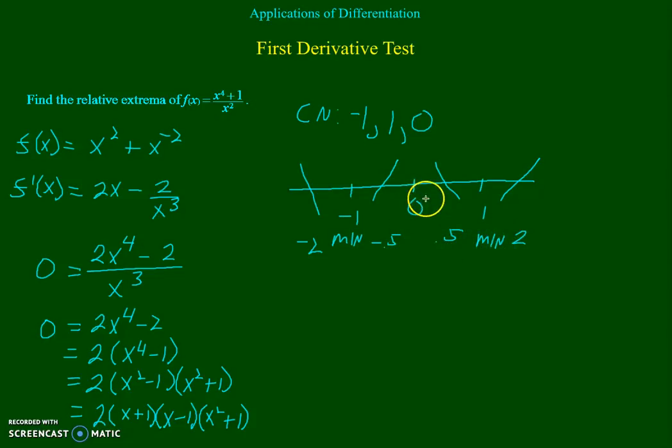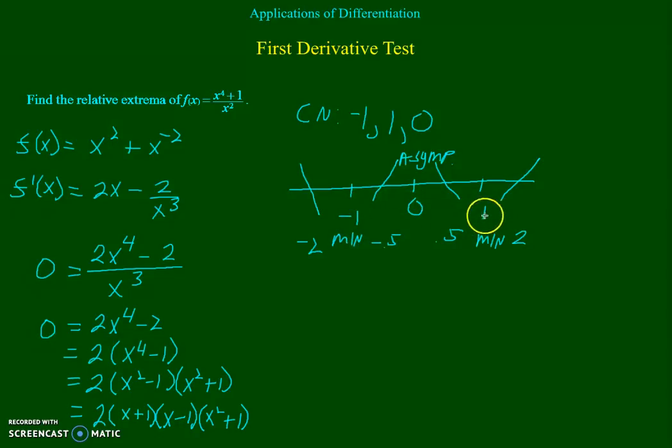But here, because the original function is undefined at 0, this is actually an asymptote. So we don't have a max or min at this point. Just because we have the indication here, we have to go back and evaluate our function to make sure that these actually are extreme values.